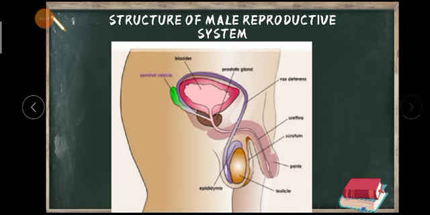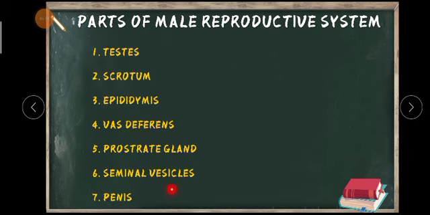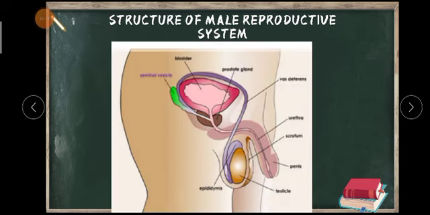Okay, these parts have their own specific functions, and if you want to see the parts here in this diagram, you can say that first is the testes. This outside sac is called the scrotum. This pipe, which encloses the testis, is called the epididymis.